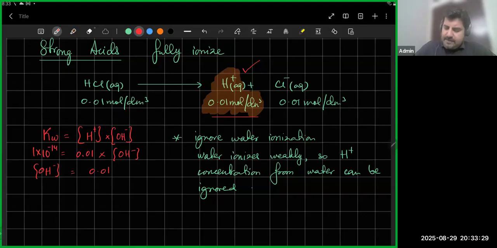The OH concentration is equal to Kw divided by 0.01. What is 0.01 in powers of 10? That's 10 power minus 2. Sorry, it's 1 times 10 power minus 14 divided by 10 power minus 2, and that's going to give me 10 power minus 12. Okay, so is this idea clear, that if you know the H+ concentration, you can also figure out the OH ion concentration in the solution? Is this clear? Yes, clear.